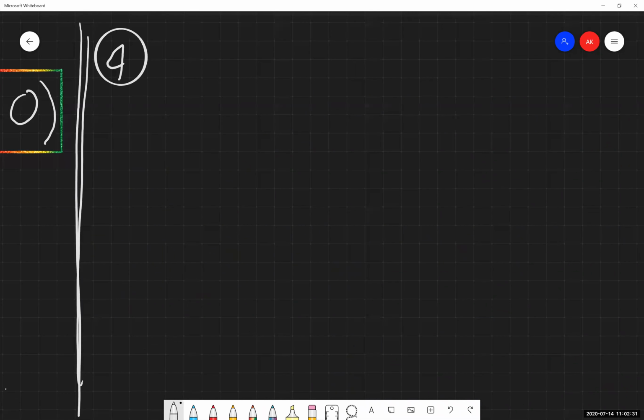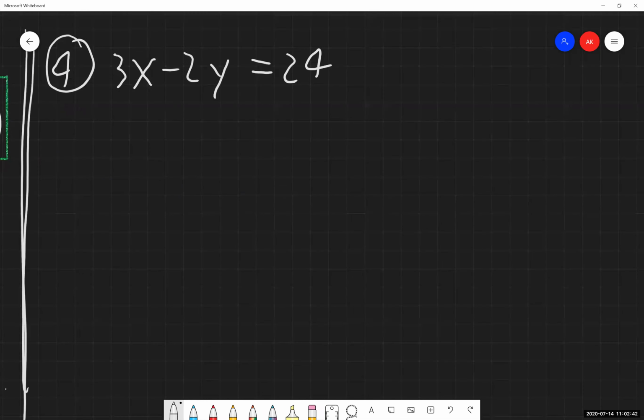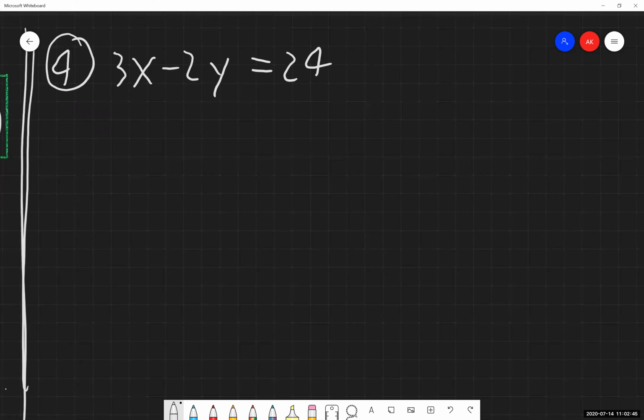So example 4 from our notes is giving us 3x minus 2y equals 24. Okay? And again, we are solving for the x and the y intercept. So just like we did previously, I'm going to tell myself, okay, which one are you going to solve for first? Solve for the x-intercept. I know the y value of the x-intercept to always be 0. And I'm going to solve for x.